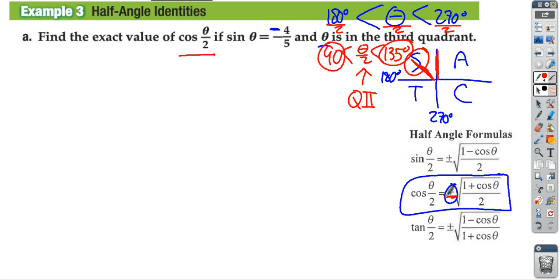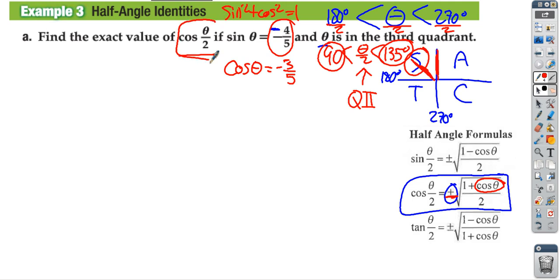Okay, the other thing too is, if you notice in the formula, we need to know what cosine is. We can't use sine in this formula, we need to know cosine. So this right here, we actually figured it out on a previous problem by using this identity right here. If you plug in -4/5 there, you would end up with cosine of θ equaling -3/5. And we've done that in a previous problem, so we'll skip that step.